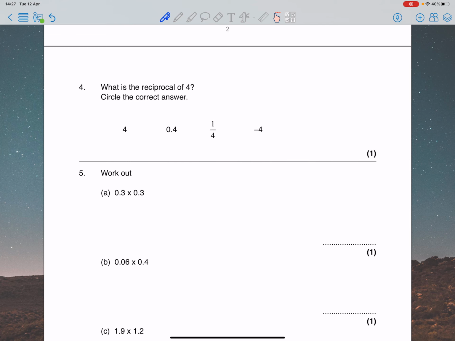Let's keep going, guys. I'm working at a pace here. What's the reciprocal of 4? Well, 4 can be written as 4 over 1, and then it's that flipping process, so the reciprocal is 1 over 4, so that option there.